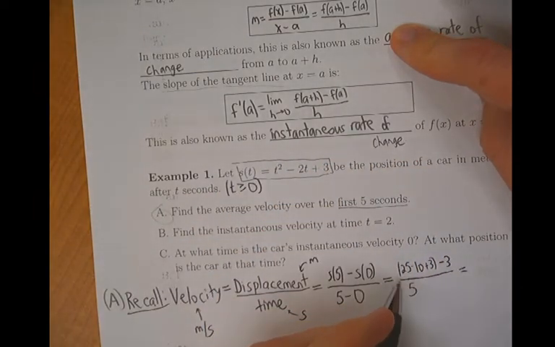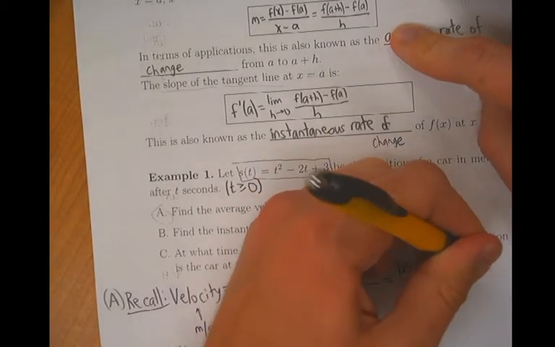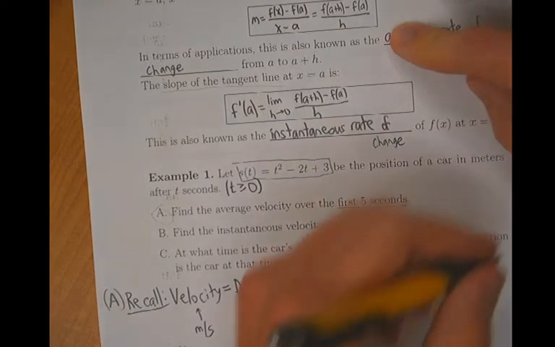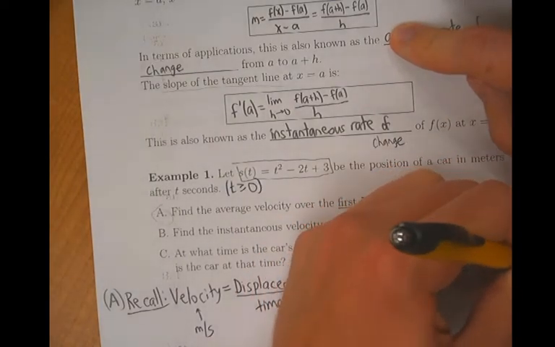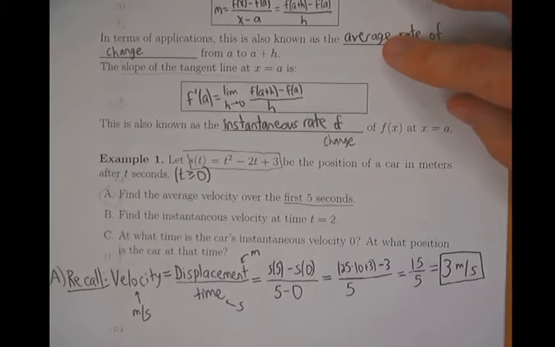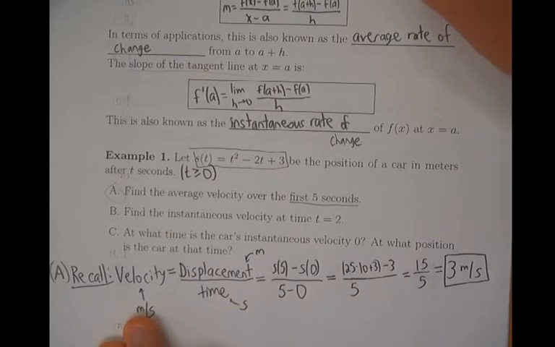So you simplify the numerator as much as you can. You should end up with, well, 15 over 5. And so you should pretty quickly get that this is just 3 meters per second. So that will be your average velocity in this case. So any questions on that? Okay. All right, so let's move on to page 2.